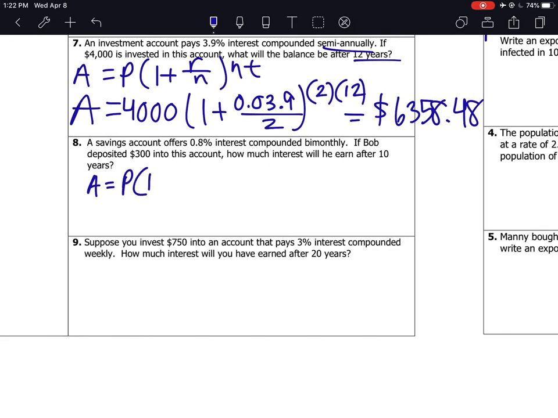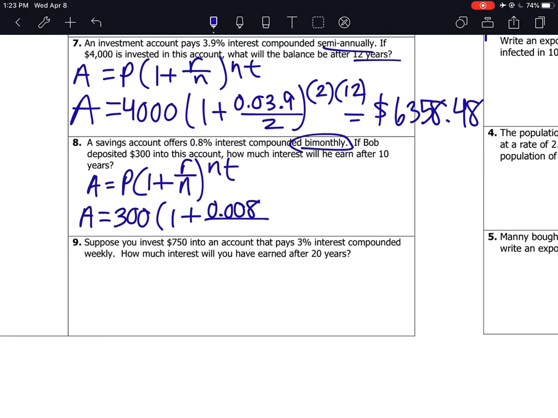Okay, let's go to number 8. Okay, so for number 8, we are talking about a savings account. And then we have to plug in all our information. A savings account offers 0.8 interest compounded bi-monthly. If Bob deposited $300 into this account, how much interest will he earn after 10 years? So here they're trying to trick you, but let's see if we can figure it out. I don't know his final amount, so A is still mysteriously empty. P is 300. R, you have to do 0.8 as a decimal, so it's 0.008. When it says bi-monthly, that means 2 times a month. So 2 times a month, and there's 12 months, that means 24. 24 goes there, and then 10 years.